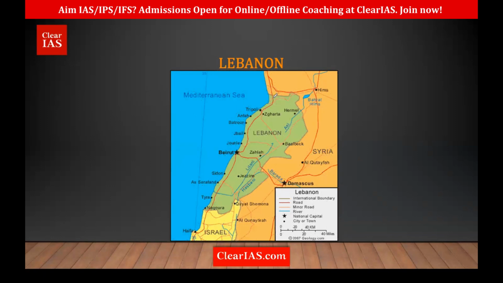So yes, talking about Lebanon, only two places are there. This whole part is covered by who? Syria. And on the bottom we have who? Israel. Only two countries: Syria and Israel. And on one side we have who? The Mediterranean. So it's clear, right?